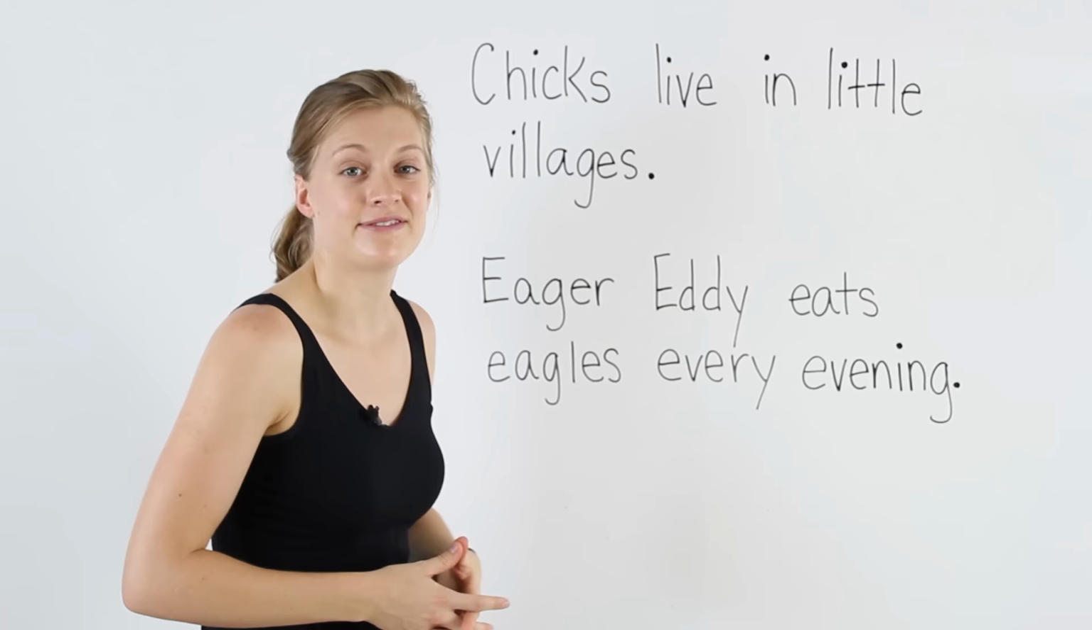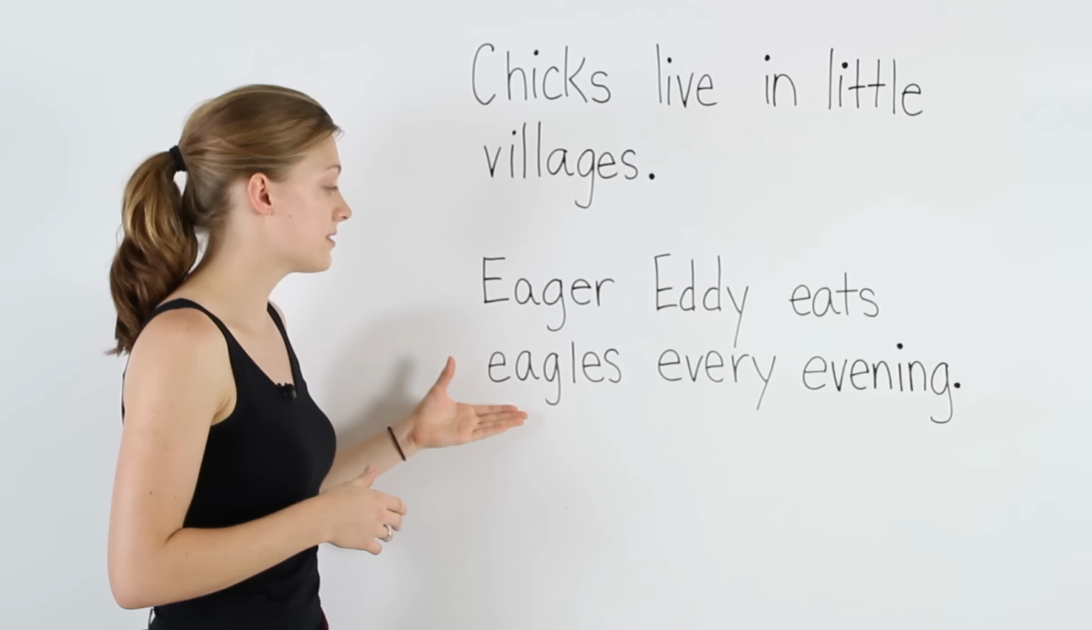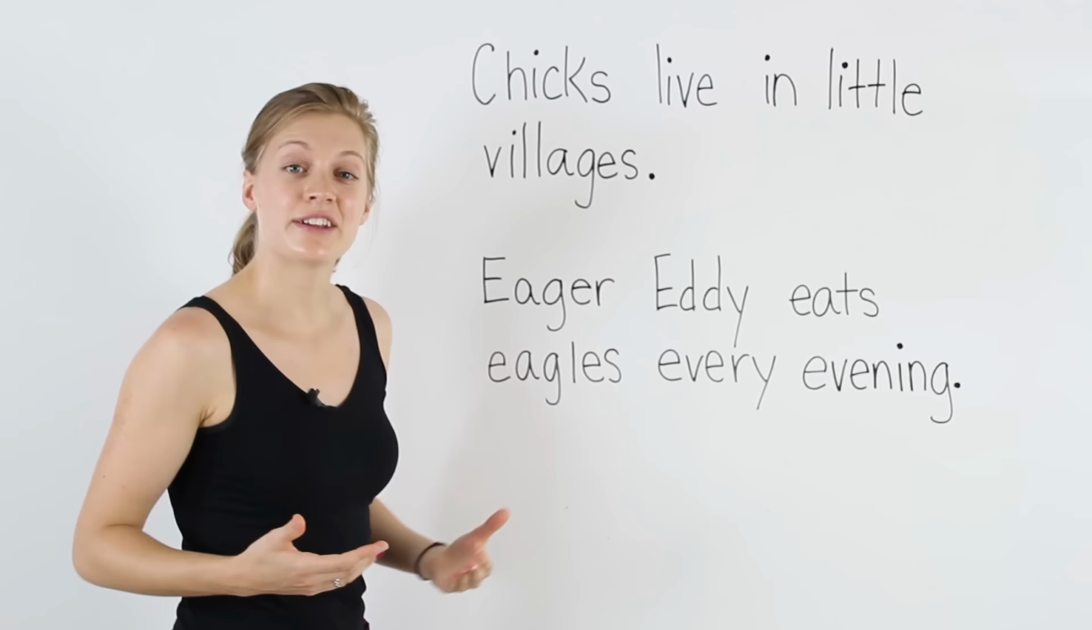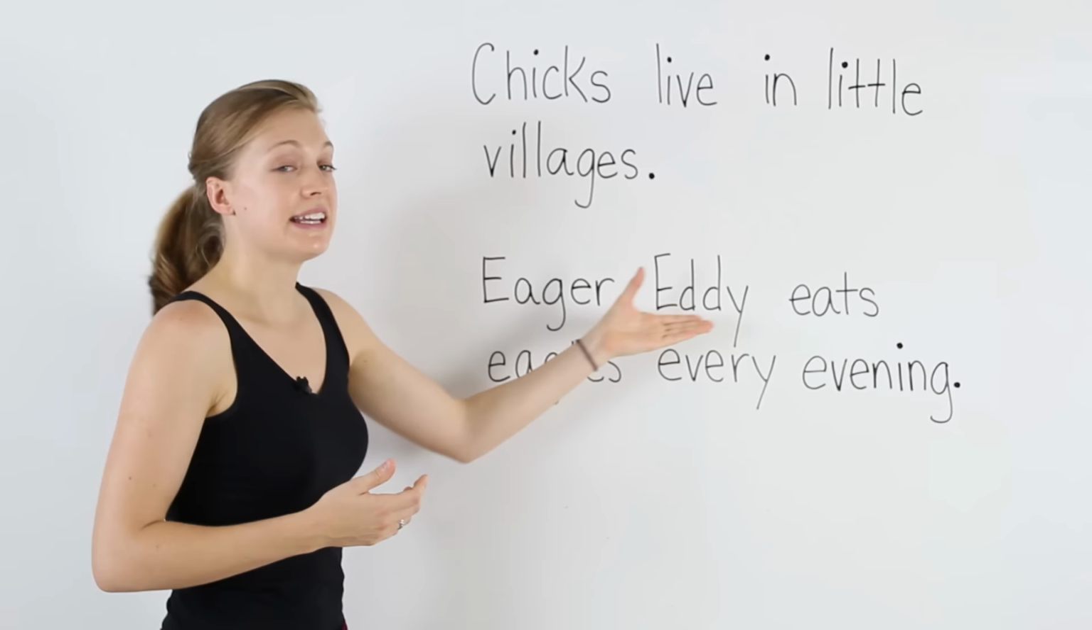Now our second sentence focuses on the sound E. Eager Eddie eats eagles every evening. Let's say it together. Eager Eddie eats eagles every evening.